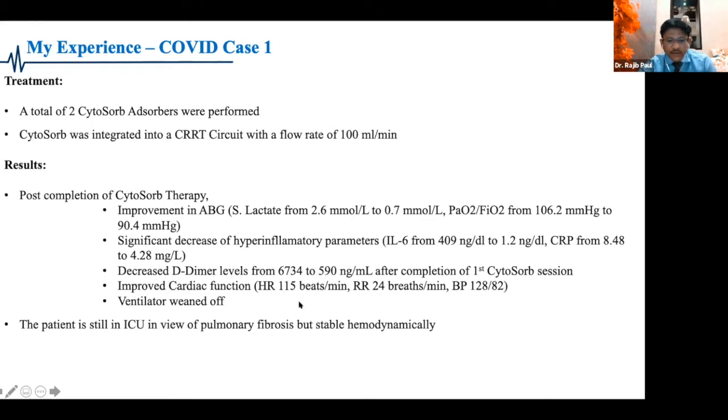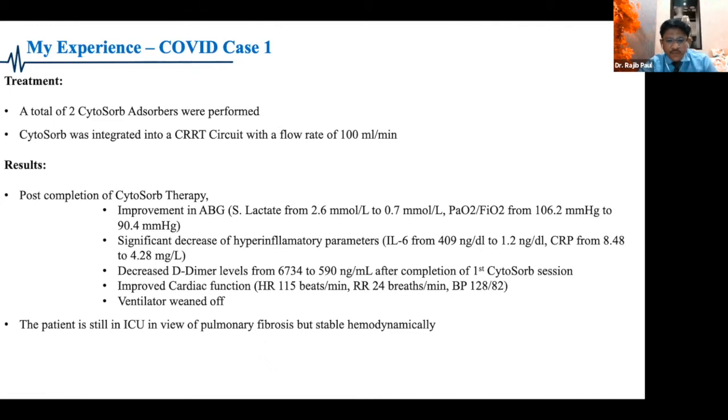Cardiac function improved, heart rate came down to 115. Breathing improved, VP improved, and the ventilator was weaned off. However, we could not completely wean off the ventilator because of his progressive lung fibrosis. He is still in the ICU with lung fibrosis, but gradually, progressively getting better.